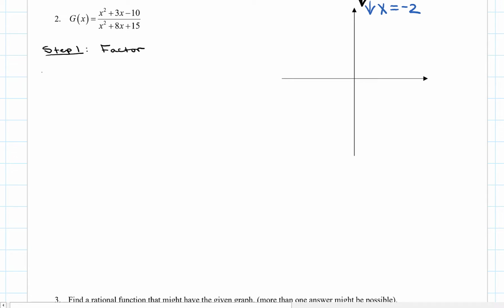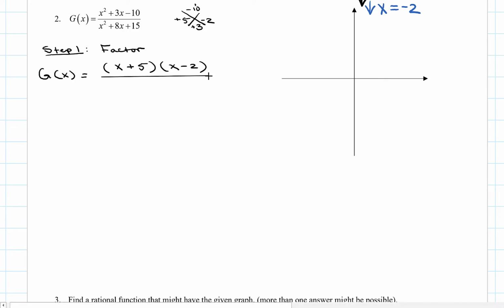Let's factor this thing out. Because these have leading coefficients of 1s, I'm just going to go straight to the factors. I'm not going to do the factoring by grouping method, but if you need to do the factoring by grouping method, then you go right ahead. That's okay. You can do that. So the factors for the numerator are x plus 5 and x minus 2.